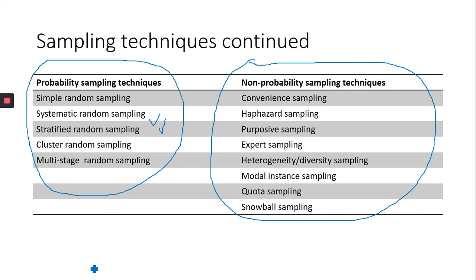We have modal instant sampling, we have quota sampling, and snowballing. Snowballing, we don't know much about the population. We go to this person, maybe we know one person or two, we ask this one, we request that one to help us identify the other person to be asked. That is snowballing. But of course, I want you to go through, look at the advantages and disadvantages.